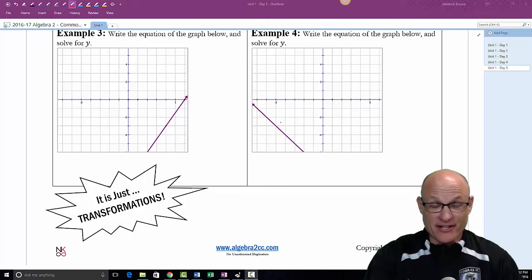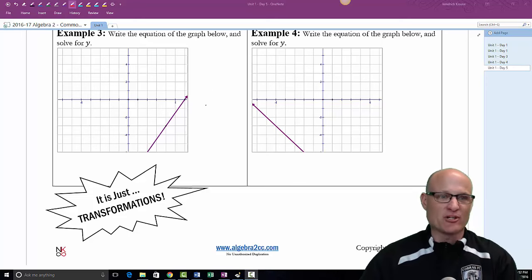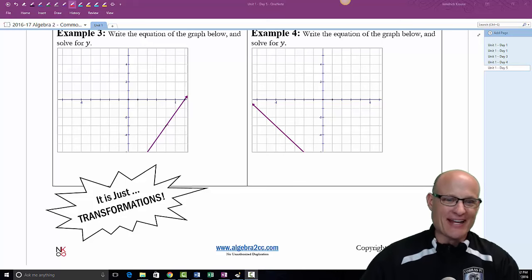So, pause the video, try this one on your own. Can you come up with the equation? Most importantly, can you come up with the y-intercept for this problem? All right, let's try this. Hit pause and then come back. I said hit pause. All right, you're back.